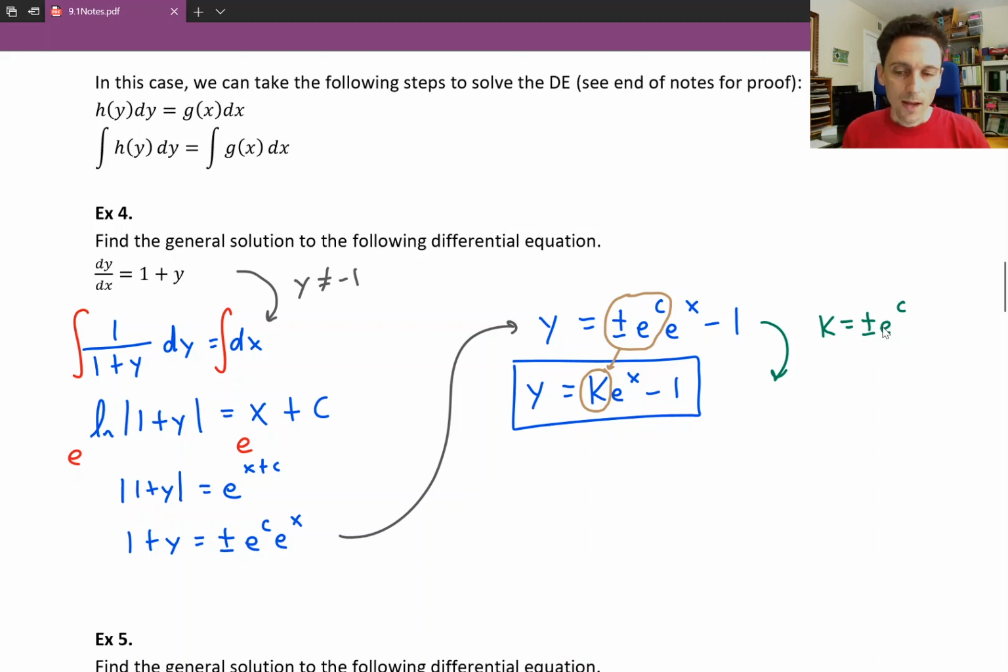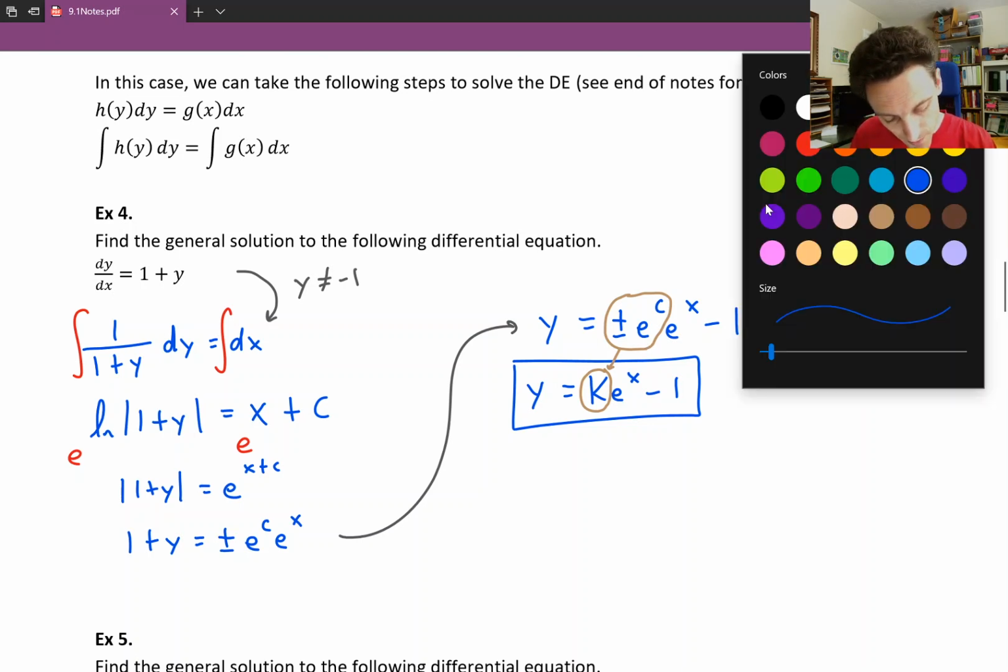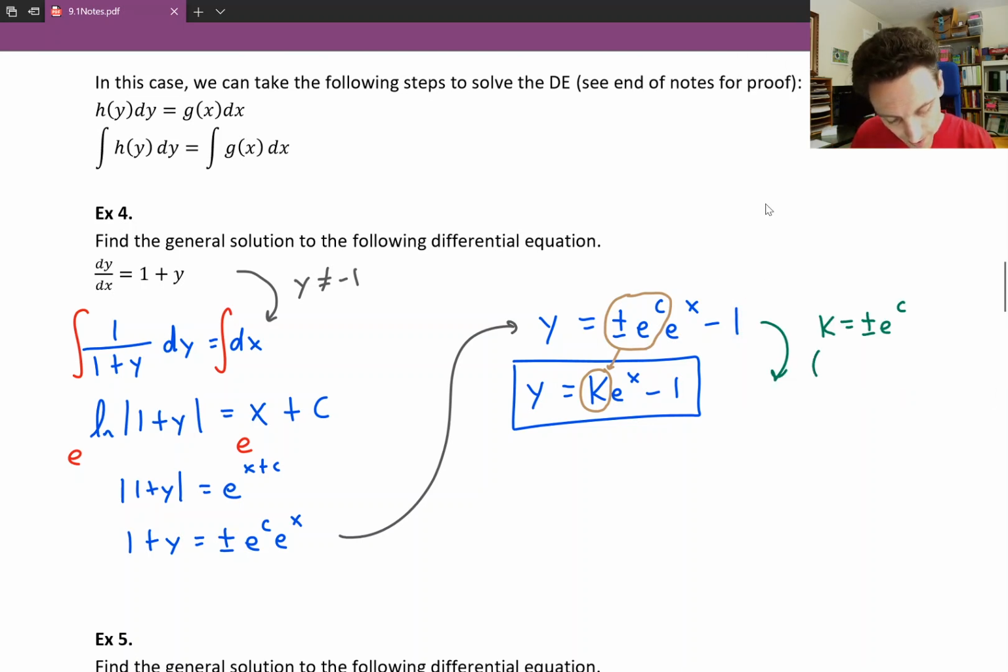Okay, I wanted to mention a couple of notes here. One is that if you think about all of the possibilities, c can be any real number. If you think about running through all the possibilities for c, e to the c is going to be a positive number. Then if you do plus or minus that, you're going to get either a positive number or a negative number. In other words, plus or minus e to the c can never be equal to 0. So I'm going to point that out here. Note: k can't be 0 because plus or minus e to the c can't be 0.